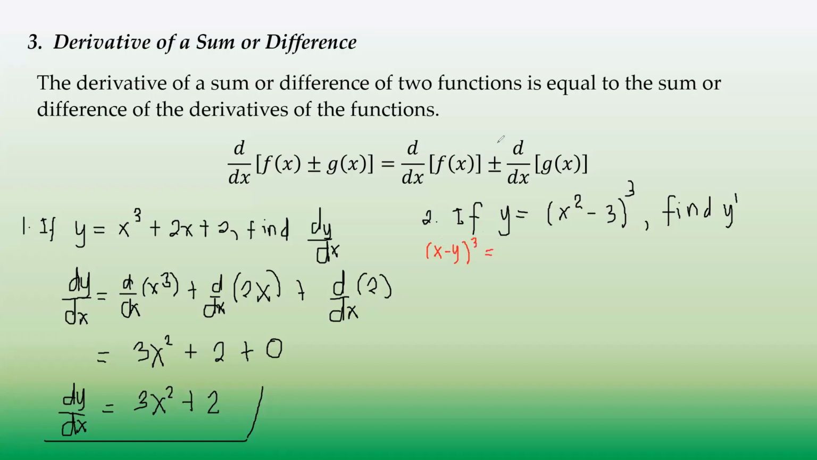When expanded, okay. Again, x minus y quantity cube. This is cube of binomial. When expanded, we have x cube minus 3x squared y raised to 1 plus 3x y squared minus y cube.